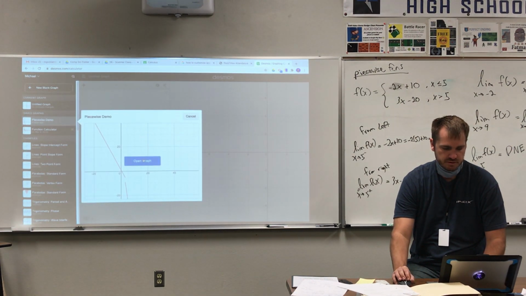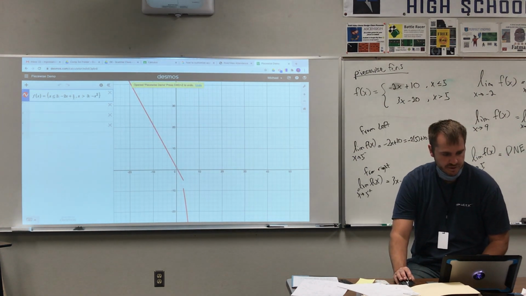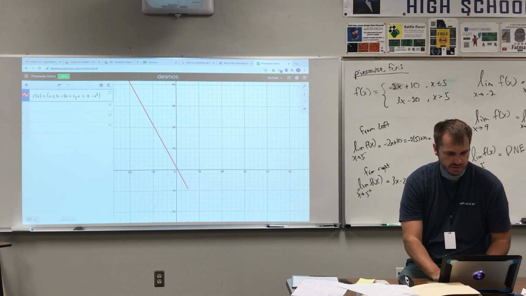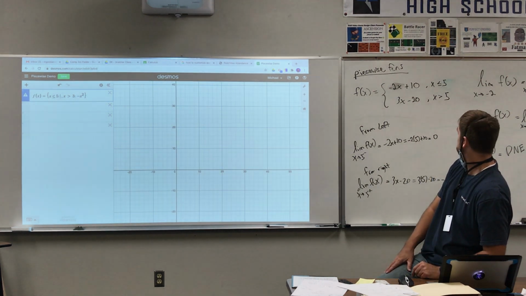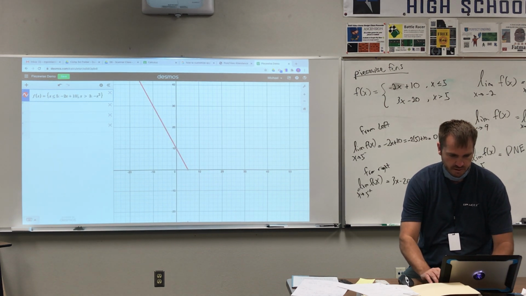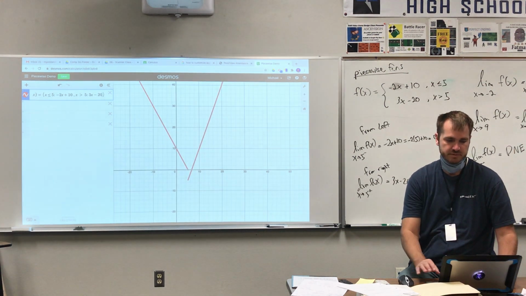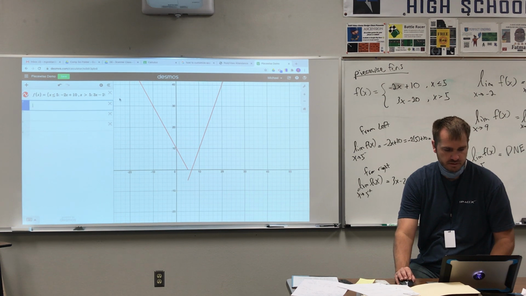Piecewise demonstration. Alright, are you ready? Now this is kind of weird. I'm gonna have to adjust this. So this is how you do piecewise. This is negative 2x plus 10, negative 2x plus 10. X is greater than 5, 3x minus 20. So I had to do that.